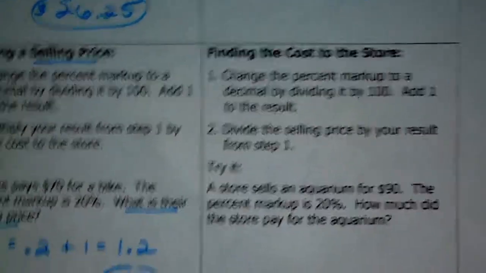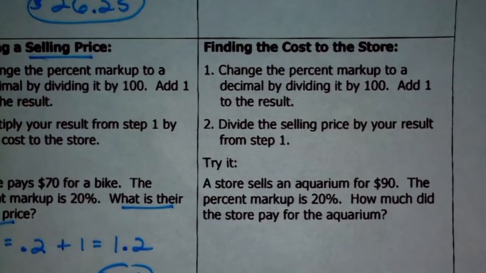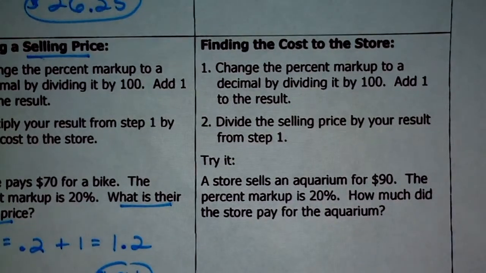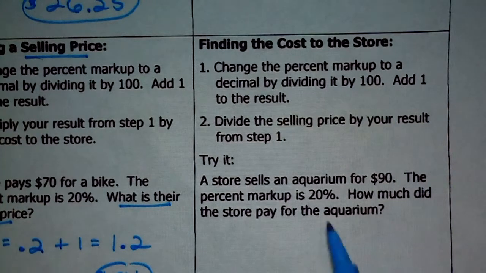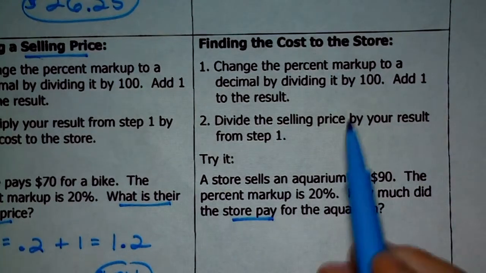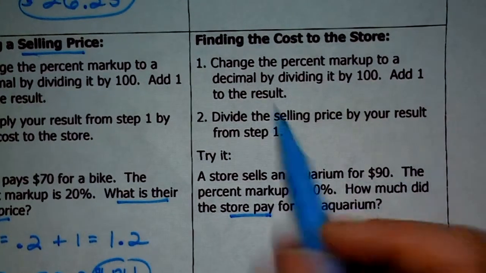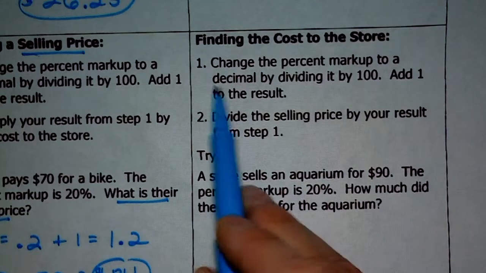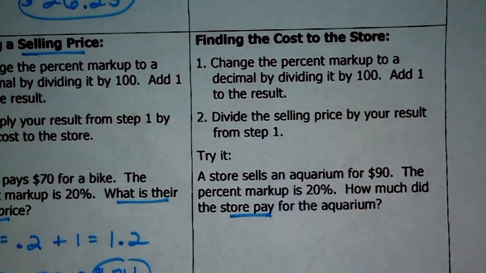Next, we want to figure out what the cost to the store is. So again, if you are a person doing the purchasing for a company, we need to know what's the cost to us. So cost to the store, and again, this one says how much did the store pay? That's cost to the store. So you'll know I need to refer to this little box. Alright, so when finding the cost to the store, step 1, change the percent markup to a decimal by dividing it by 100 and add 1 to the result.